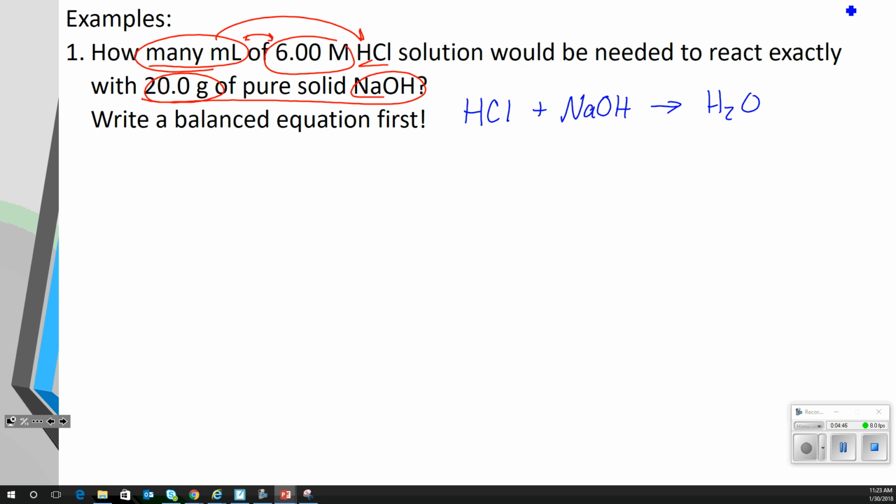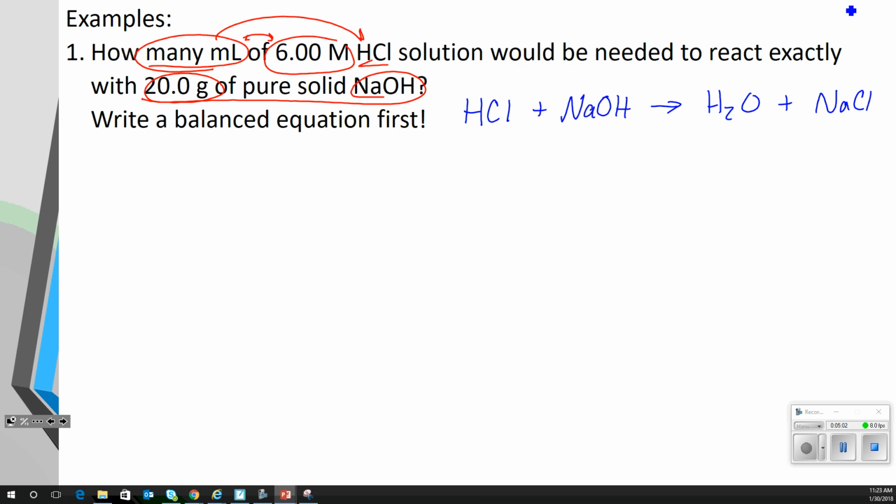Na has a +1, Cl has a -1. Always write your positive first. And since they're all +1 or -1, they just switch partners. I don't have to worry about the coefficients. They're all going to be 1. I didn't need to change anything because it was just switching partners, no big deal.